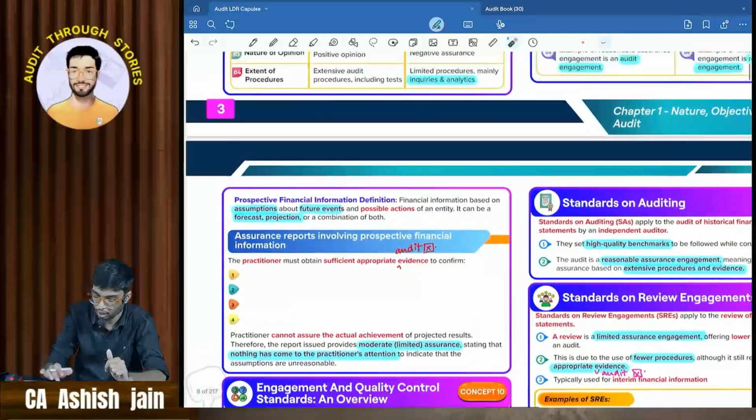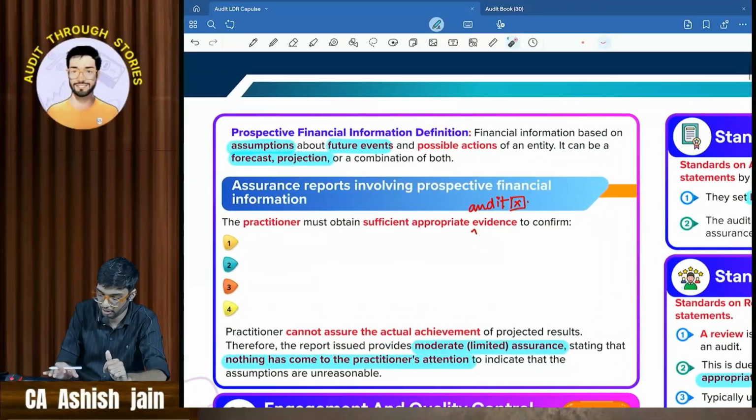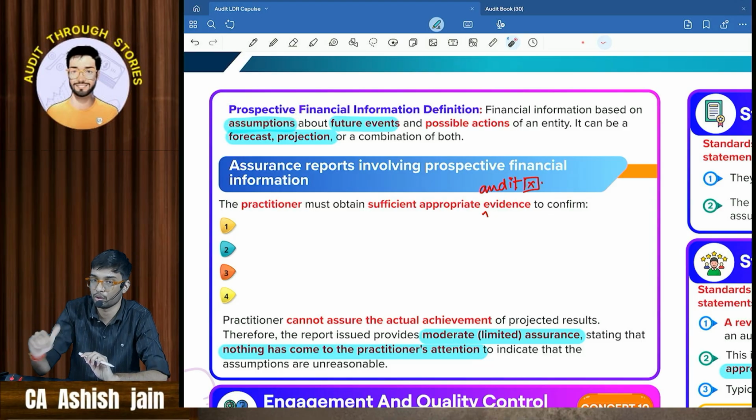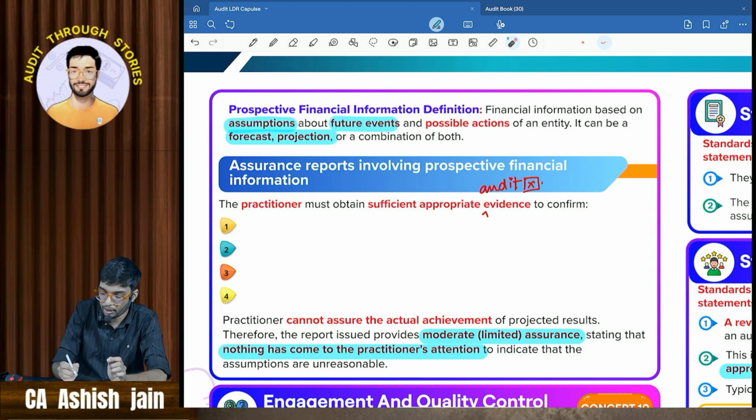Then we come to concept number 9 itself. There are few points. Prospective financial information. The word prospective itself means something you are going to predict for the future.